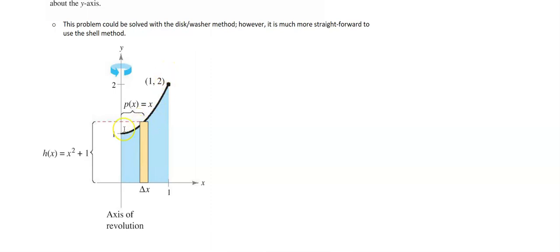So in this case, my p of x just needs to be x because the axis is x equals 0 on the left of the graph, so x minus 0. And the height of the rectangle is just x squared plus 1. And we're going from 0 to 1. So V would be 2 pi times the integral from 0 to 1 of x times (x squared plus 1) dx. And this is a pretty straightforward integral.